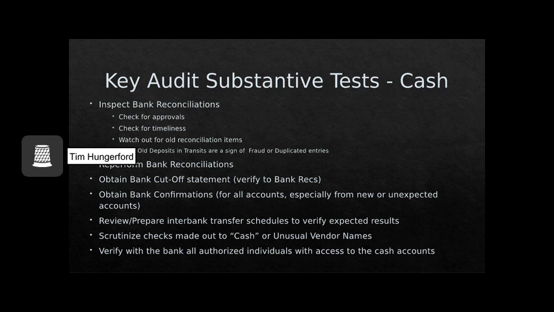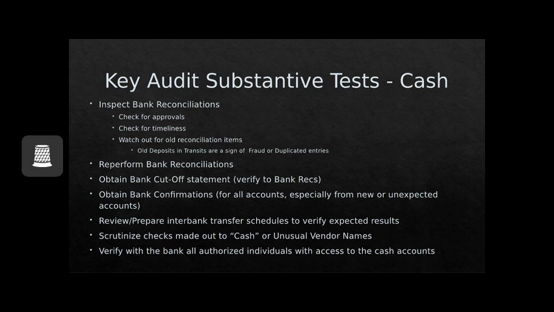So some key audit substantive tests related to cash include inspecting those bank recs. Check for approvals, check for timeliness. Have they been signed off in a timely manner by someone who's reviewed it? Watch out for old reconciliation items, especially old deposits in transit. They are a sign of fraud or duplicated entries. I'll walk into a QuickBooks system that nobody's looked at in a little while. I'll look at the rec and I'll see these old deposits that haven't cleared. And nine times out of ten, it's not fraud, but it usually means they've accidentally duplicated some sort of entry.